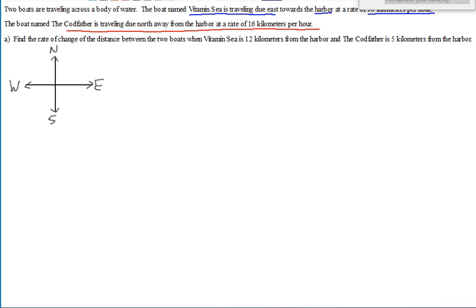So to set this up, let's draw a diagram here. I can't really draw a harbor very well, so I'm just going to write the word harbor. And Vitamin C is traveling due east towards the harbor, so that's going east. And so I'll put the little boat right here.